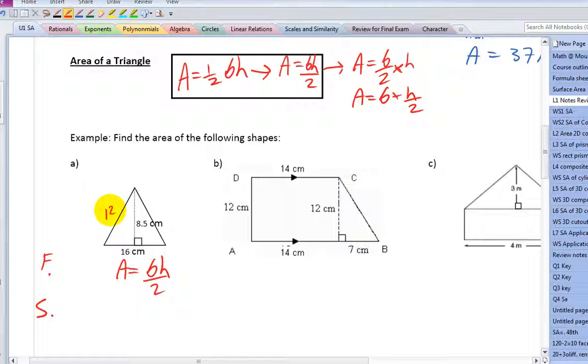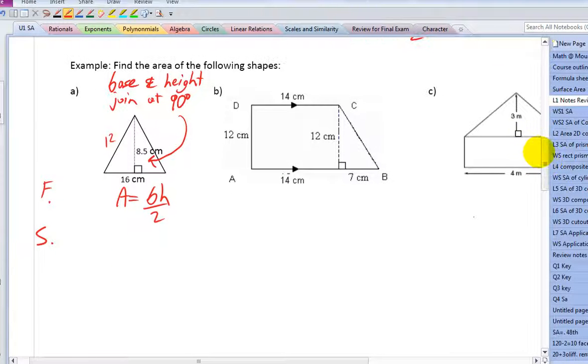Because it's on a slant? Yeah. How do you know it's still not the height? Is it not in the middle? Not good enough, because... not good enough. You're close. Do you know what to look for? Yep. Base and height join at 90 degrees, a right angle. Okay, so that's what you're looking for, the right angle sign. A lot of you know that, you just didn't say that.